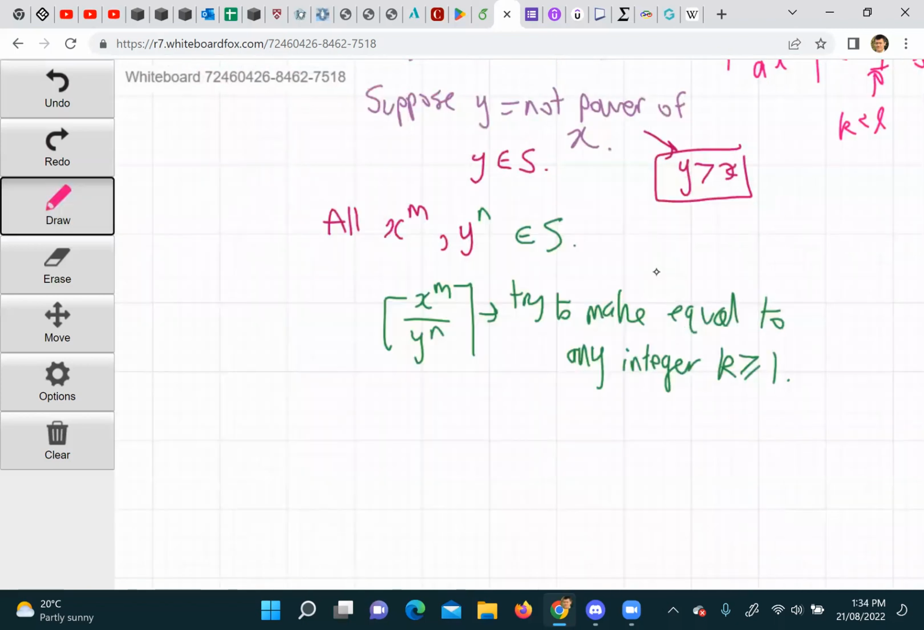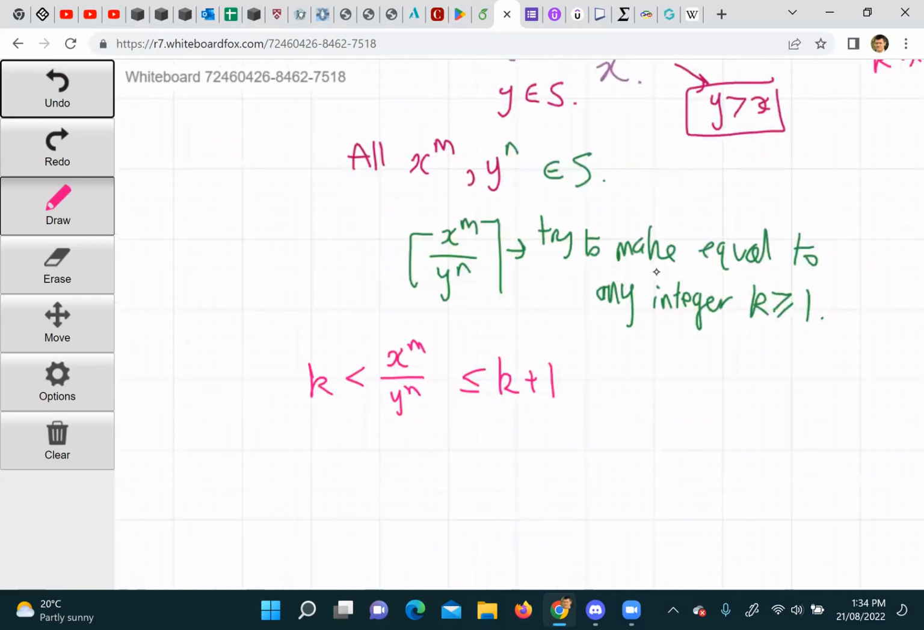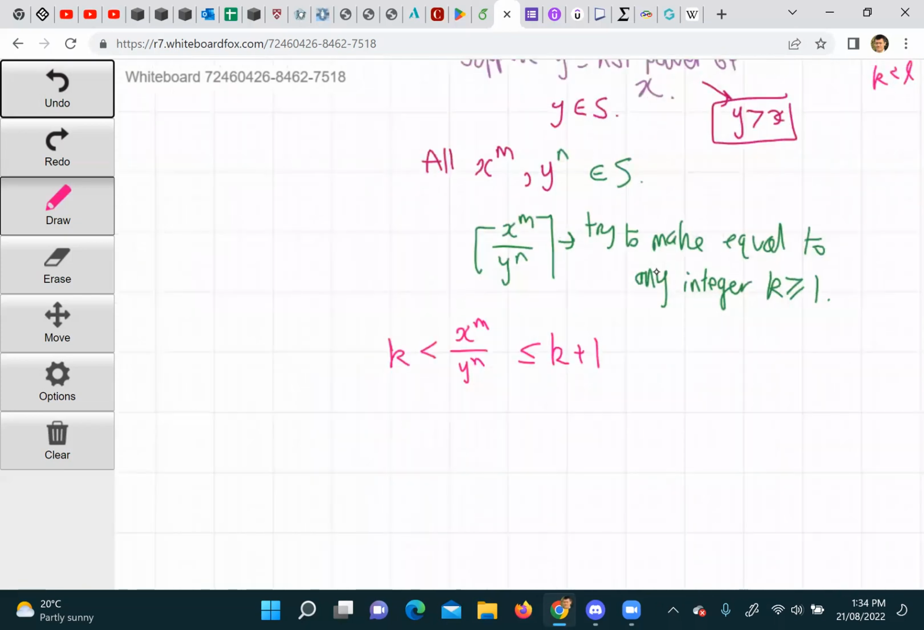So this is equivalent to x to the m over y to the n being less than or equal to k, less than... oh, it's less than k. Oh wait, I just had a revelation. So now we're going to use a school maths technique. Use the log.